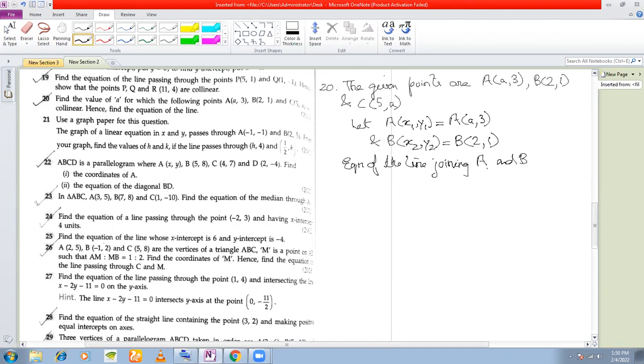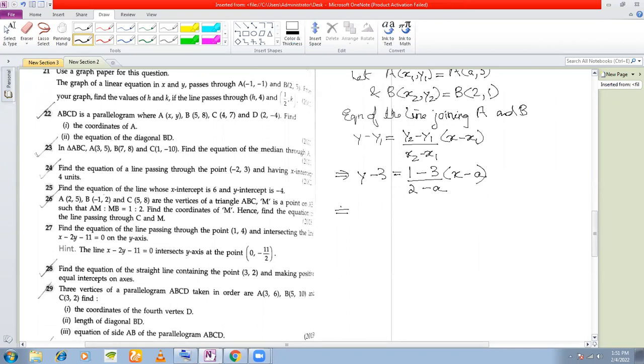And how do you find out the equation of a straight line if 2 points are known? By the 2-point form, right? y minus y1 is equal to y2 minus y1 by x2 minus x1 into x minus x1. Now put the values. y minus y1 here is 3. y2 is 1 and y1 is 3. x2 is 2 and x1 is A, into x minus x1, which is A. Now you simplify this a little. So y minus 3 is equal to minus 2 into x minus A divided by 2 minus A, right?